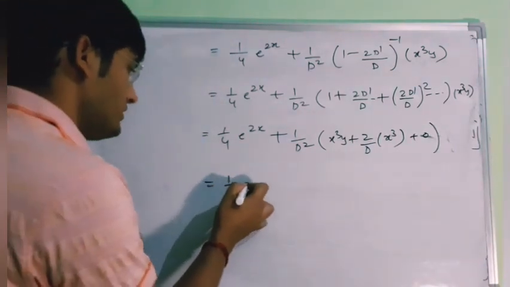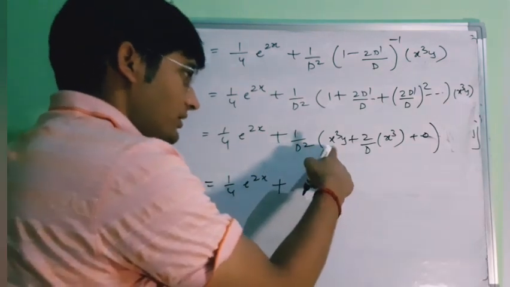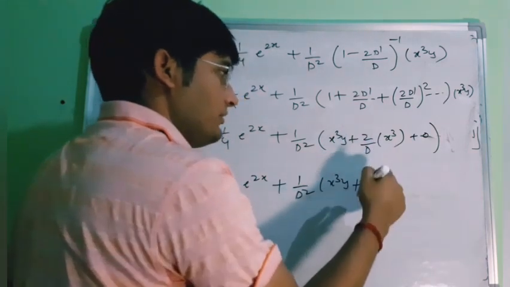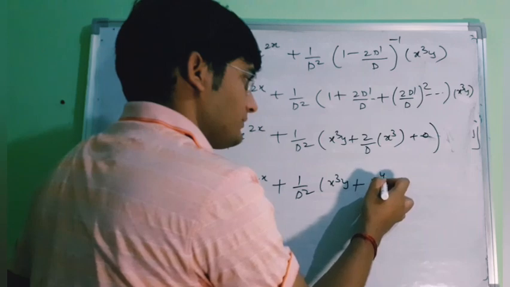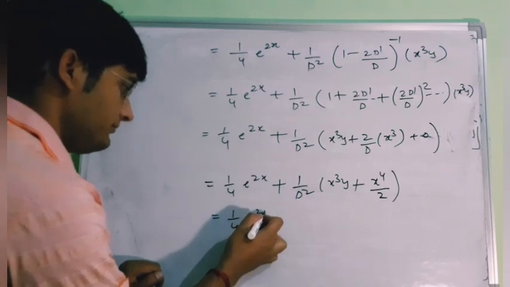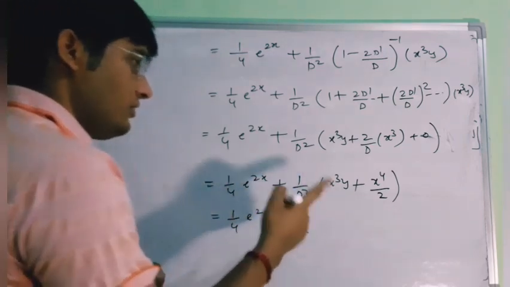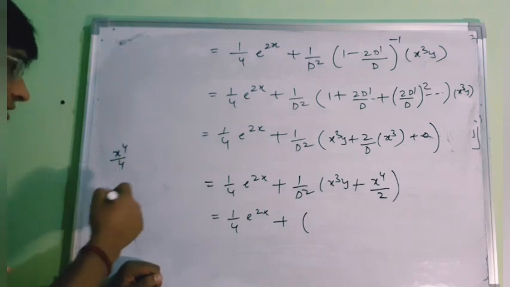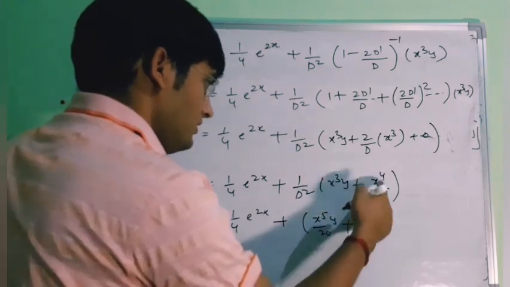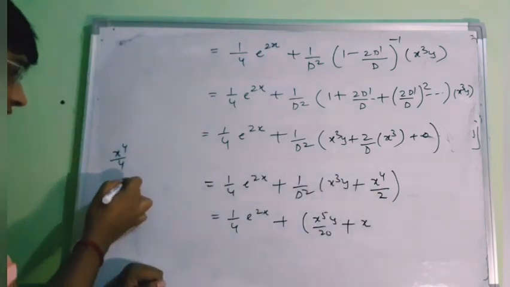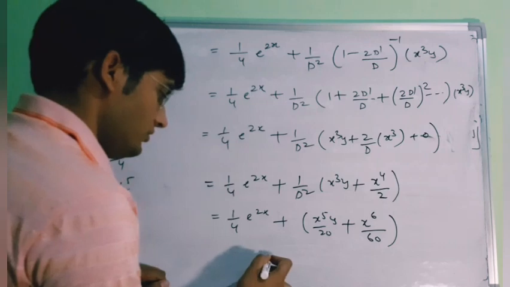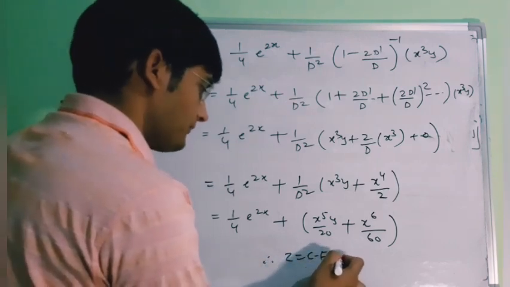Now 1 upon D square stands for the double integration. Now let us simplify it, x cube y. The integration of x cube will be x power 4 upon 4. Now let us integrate 2 times. After 1 time integration of x cube we will get x power 4 upon 4. Then after the second time integration we will get x power 5 upon 20 y. Then here after 2 time integration we will get x power 5 upon 10. Then for the next time we will get x power 6 upon 60. Therefore our complete answer is CF plus PI.